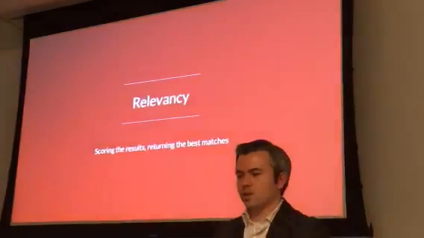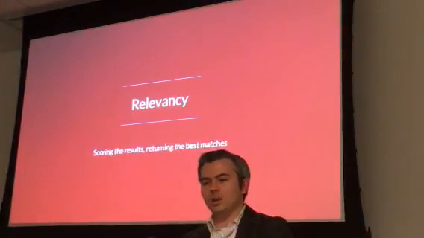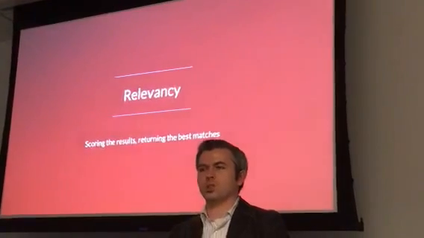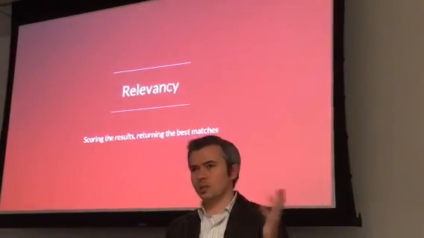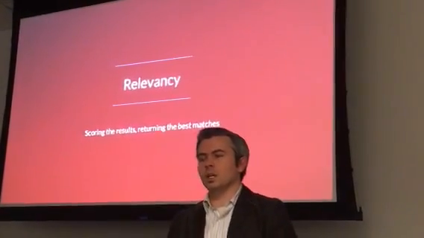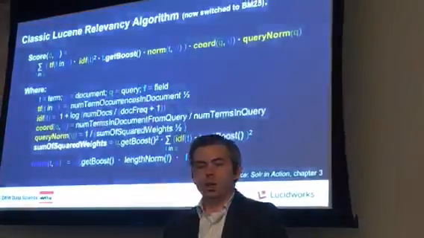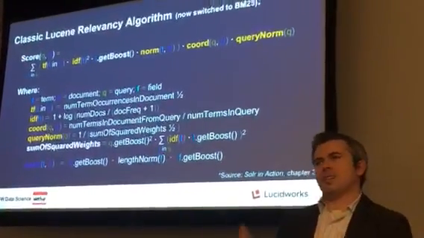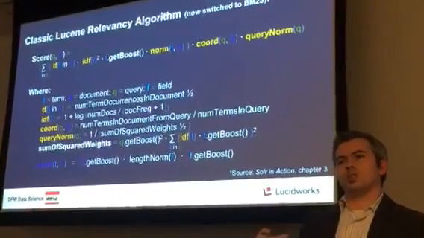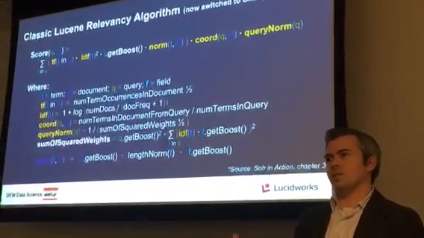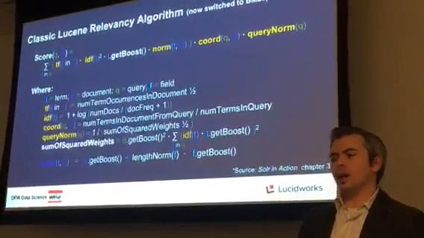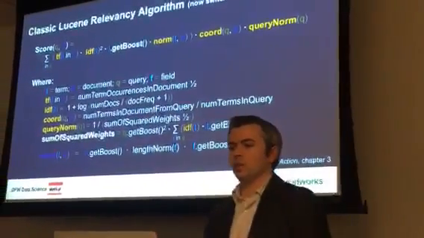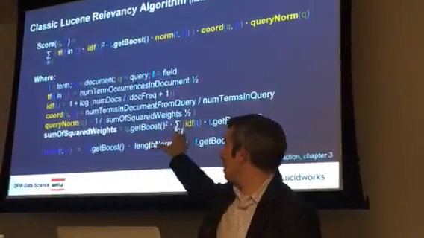work on relevancy. So relevancy is core to what a search engine is. It allows you to score the results very quickly. You can store millions and millions or billions of documents even and return them back in sorted order. So those of you who have worked with Solr, as of Solr 6, it's switched to using BM25 as the default relevancy algorithm, but the classic Lucene relevancy algorithm is listed right here.